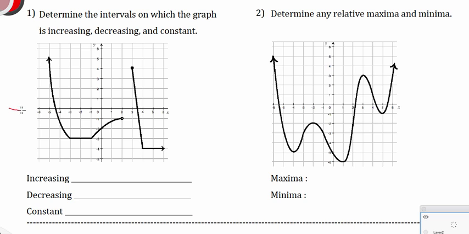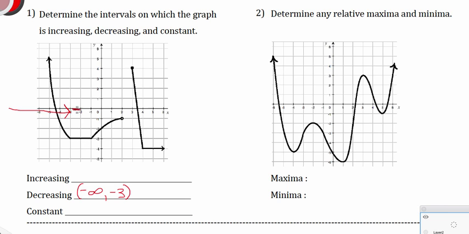So coming in from negative infinity right up until this point right here, we are going downhill. And I'm going to use the x-axis to show where my graph is going downhill or is decreasing. So coming in from negative infinity up until negative 3, my graph is decreasing. Then my graph changes and it's going straight across, which is constant.